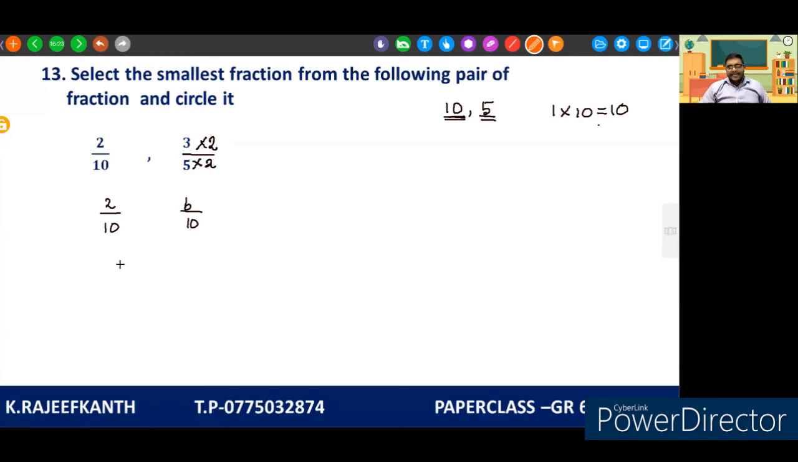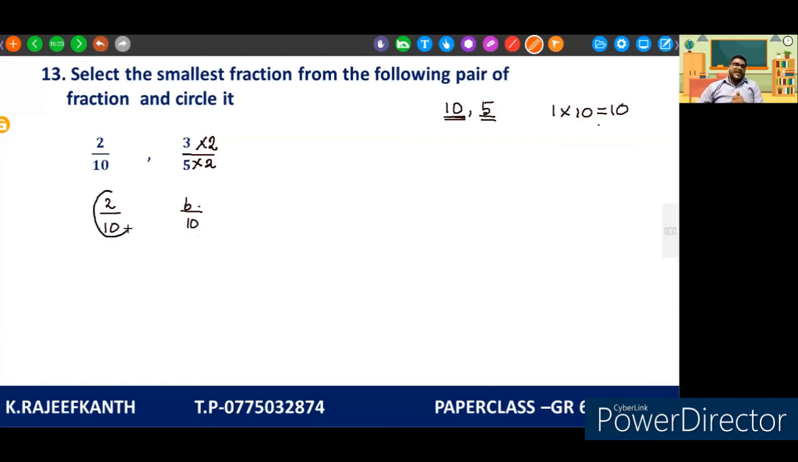Right, here the denominators are equal. Here the numerator is 2, here the numerator is 6. So this is the greatest one, no? Because 6 is greater than 2. So this is the greatest fraction. So here the question is, select the smallest fraction.